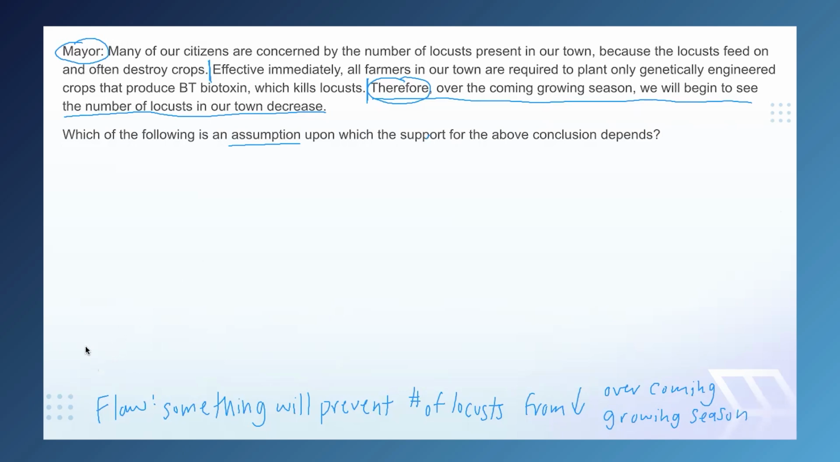Now, just like before, we can come up with a predicted assumption by negating this flaw. So something will not prevent the number of locusts from decreasing over the coming growing season. And that makes sense. Yes, that has to be true. There cannot be something that prevents the conclusion from coming true for the conclusion to be true. Now, you might be thinking this is totally pointless because, duh, this is extremely obvious, but I promise this is going to help us when we get to our answer choices, which we're going to do right now.